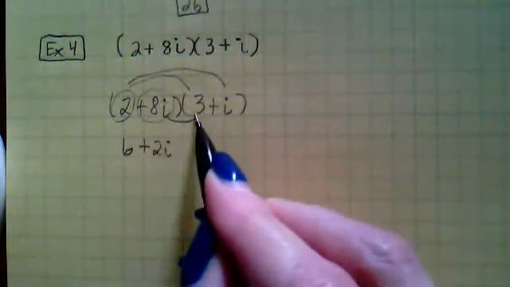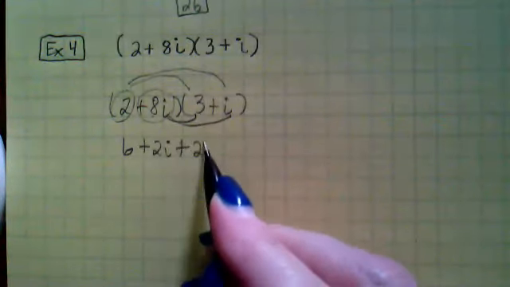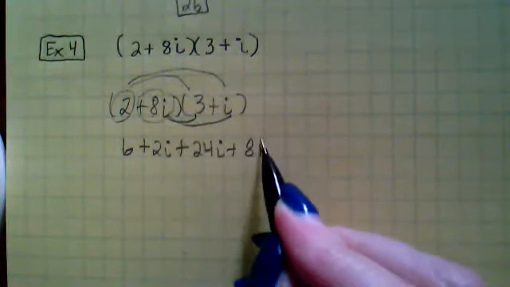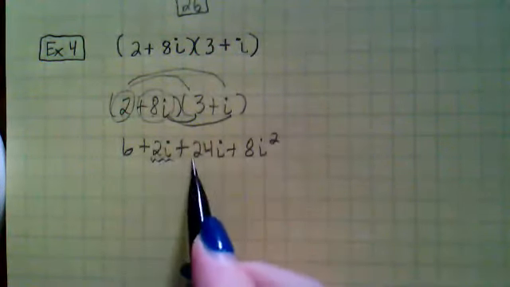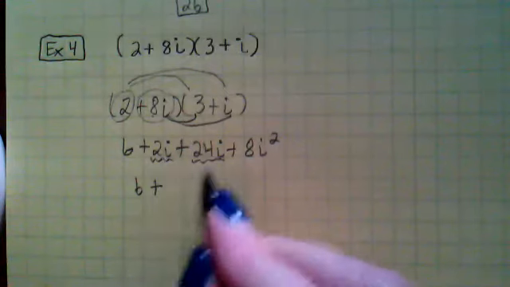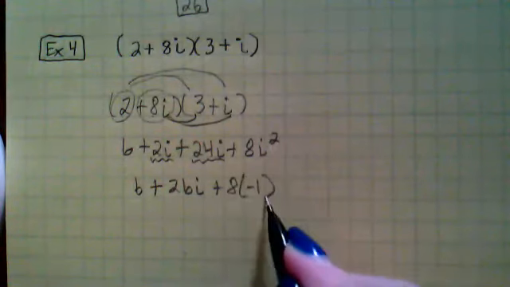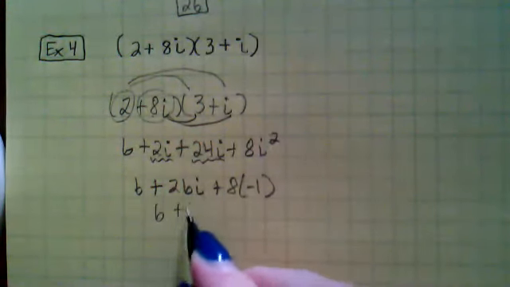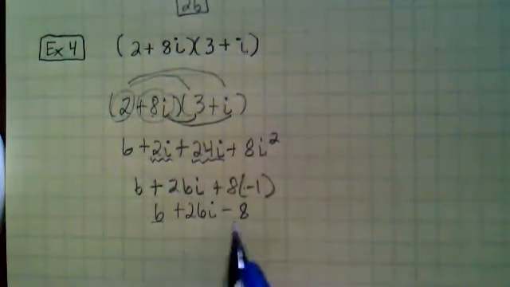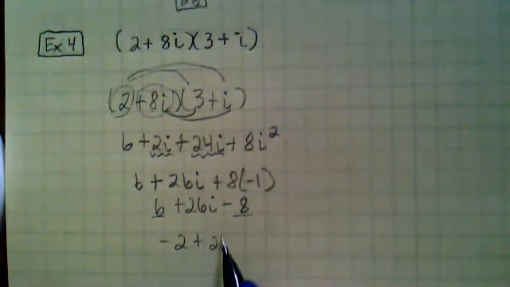Then we're going to take the positive 8i and do the same thing. So we get positive 8i times 3, which is plus 24i, and then positive 8i times i, which is 8i squared. Again, you guys will notice usually that these middle two terms are like terms. So we get 6 plus 2i and 24i is 26i. And then remember, we replace i squared with negative 1. So we get 6 plus 26i, and this becomes a minus 8. So then we have 6 and negative 8, which can be combined. So we get negative 2 plus 26i as your answer.